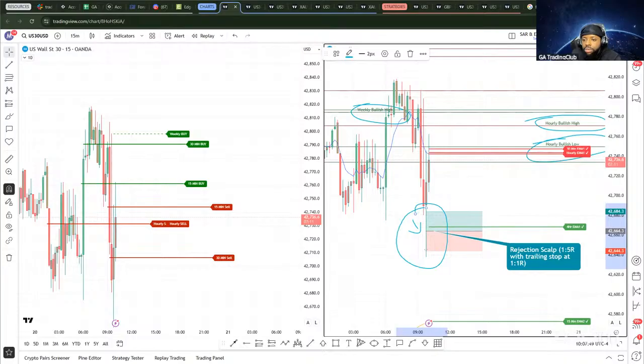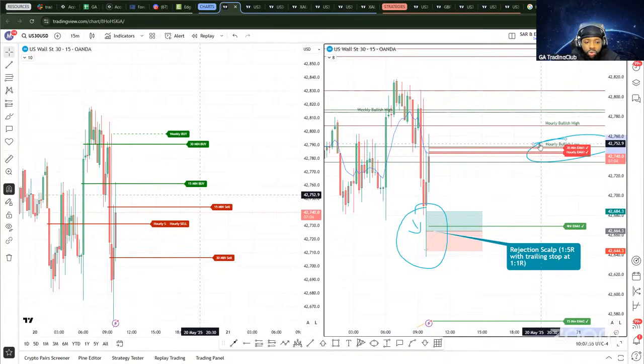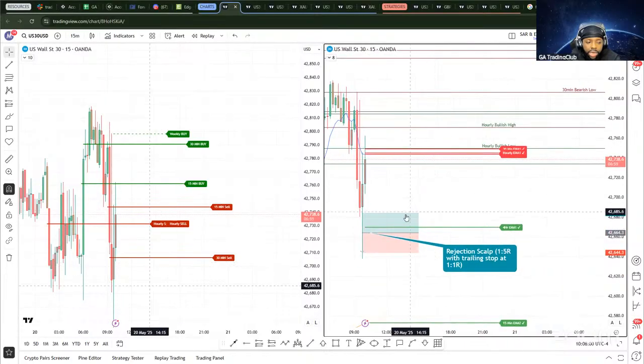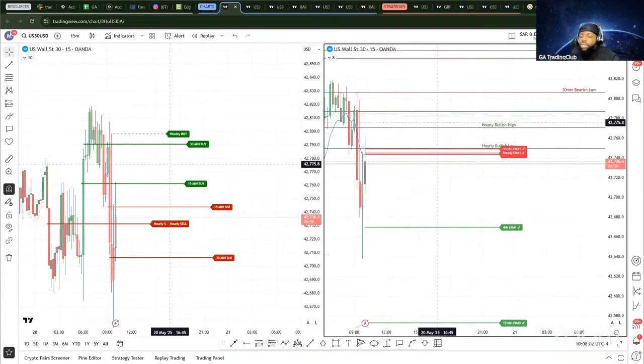But for us, all we care about is to see a valid entry. We don't care what price does. If price wants to go up, wants to go down, it can do that. But all we care about is getting a validation for our entries.